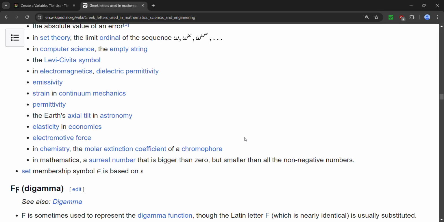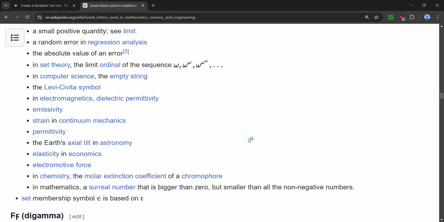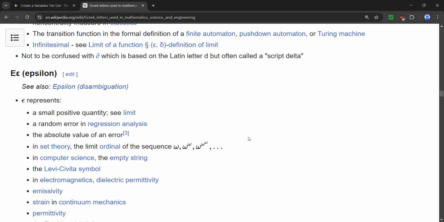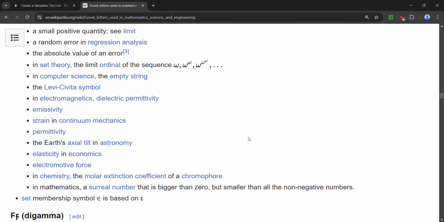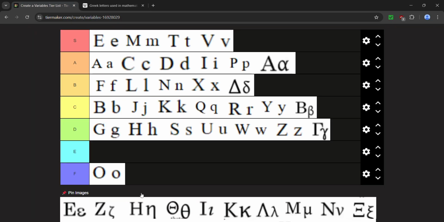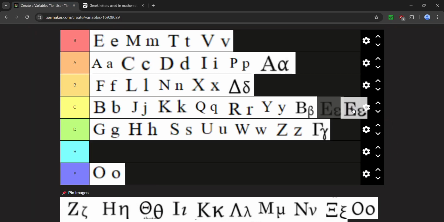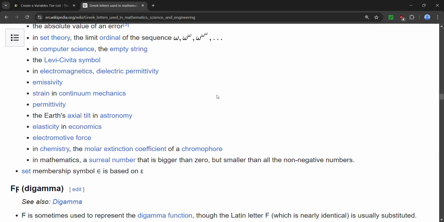Electromotive force. These are all pretty good, I've got to say. They're kind of niche, not as interesting as all the applications of alpha that are also kind of niche, but I'm pleasantly satisfied. So there we go, it's B tier.